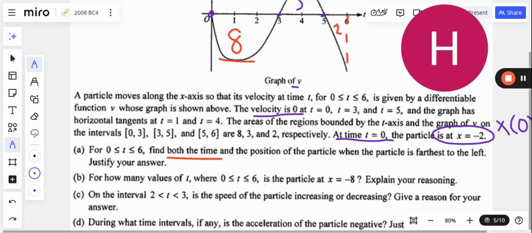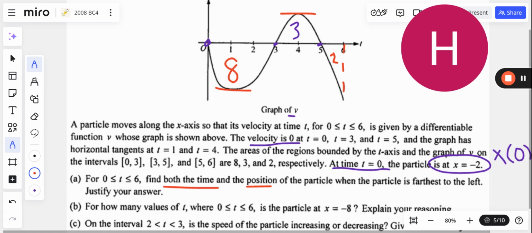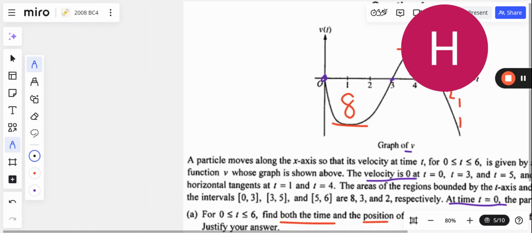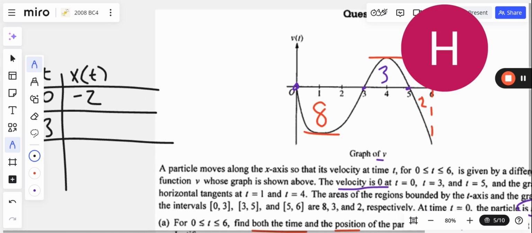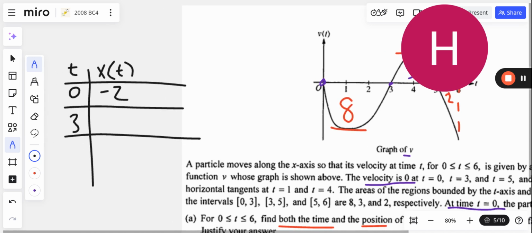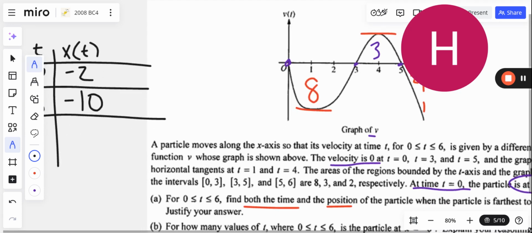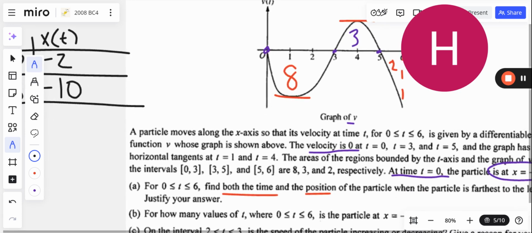Okay, so let's think about this. If the object starts at -2, let's keep track of its position. At 0 seconds, the object is at a position of -2. At 3 seconds, the object has moved 8 units to the left, so now the position is at -10. That's going to be the leftmost position, furthest to the left.